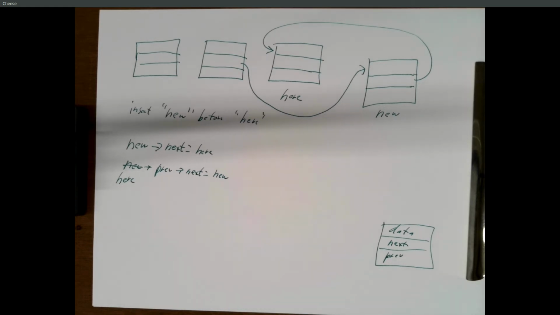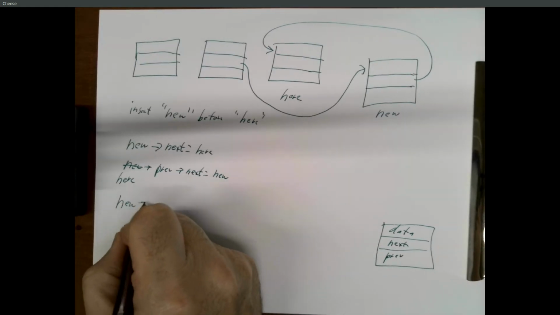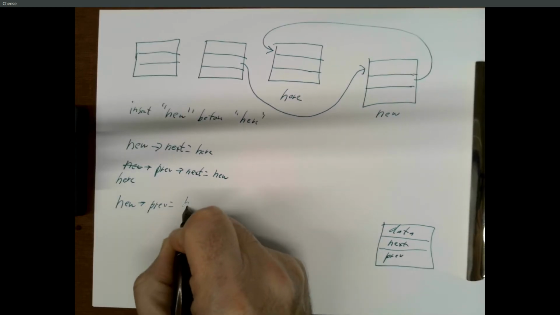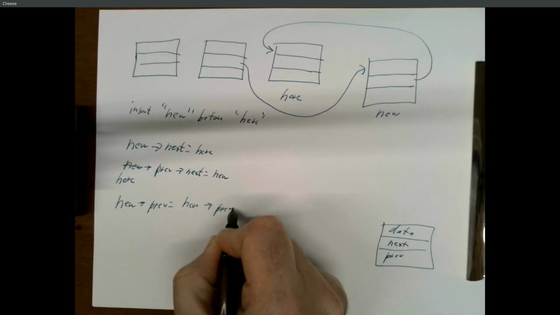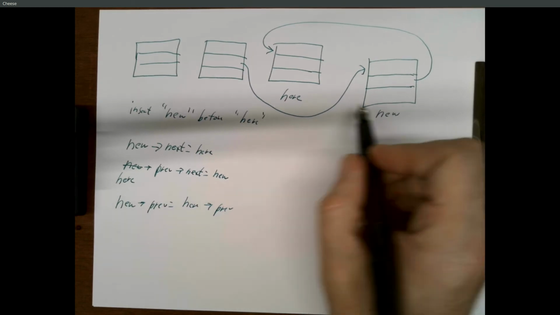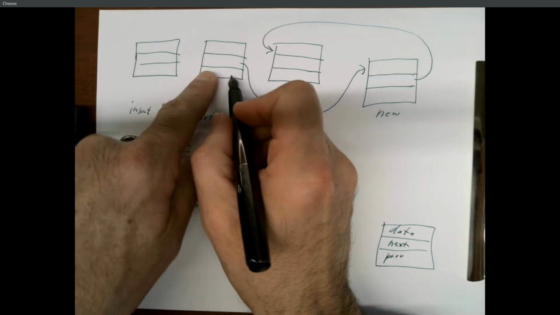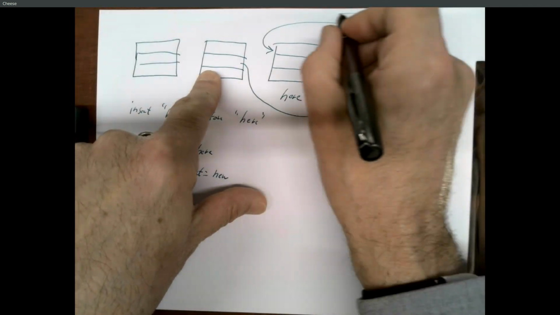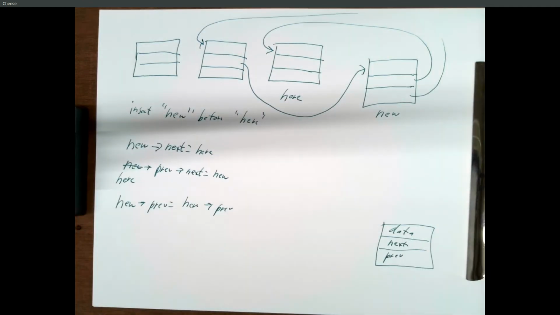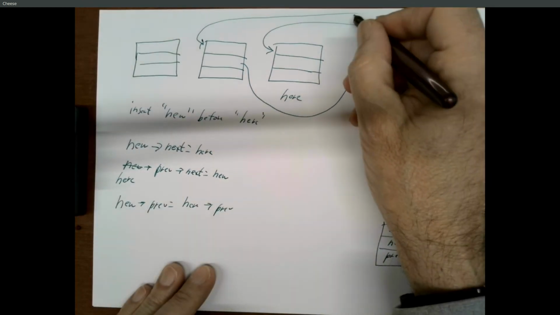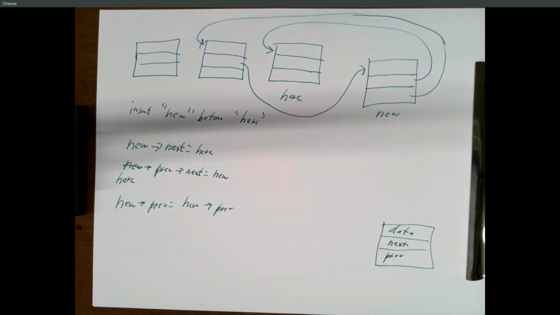New arrow previous equals here. New previous equals here previous. All right, new previous is going to point to whatever here was pointing to, while our back pointer from here should have been pointing to this node. So we're setting up new previous to point here. That looks good to me. Awesome. All right, one more line of code for fame and glory.